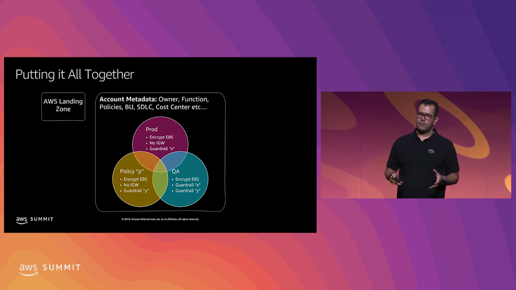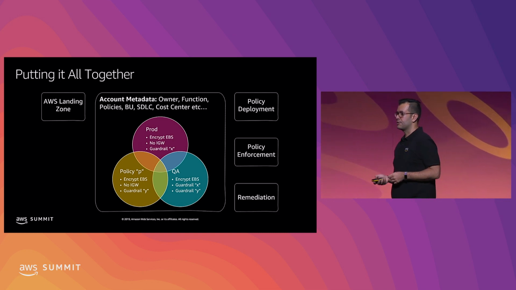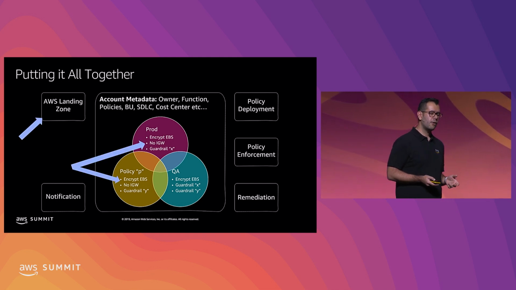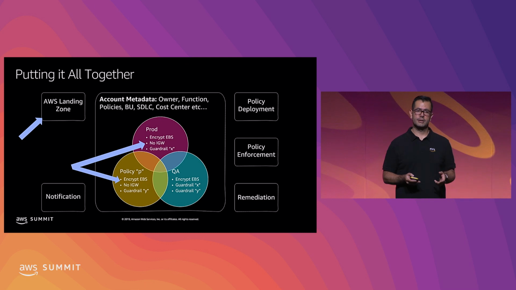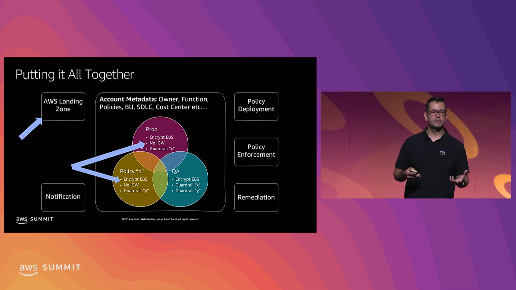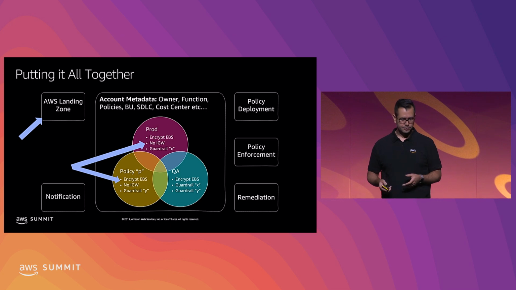As we have talked about, defining those policies is work that still needs to be done, because we also need to think about policy deployment. We also need to think about policy enforcement, remediation, and notification for when things go wrong. All of this work to define those policies is something that is still not provided by the AWS landing zone. It's something that you need to think about because it's going to be in line with your specific use case.